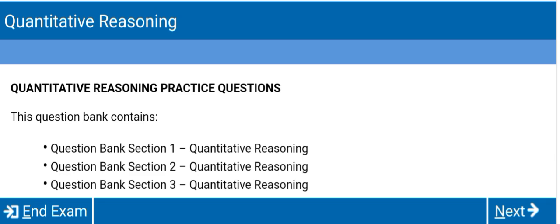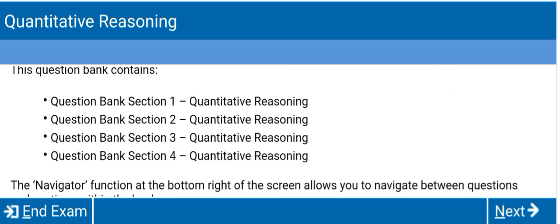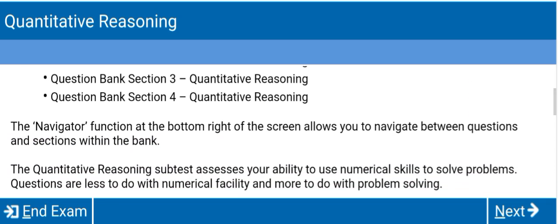This question bank contains question bank section 1 quantitative reasoning, question bank section 2 quantitative reasoning, question bank section 3 quantitative reasoning, question bank section 4 quantitative reasoning. The navigator function at the bottom right of the screen allows you to navigate between questions and sections within the bank.